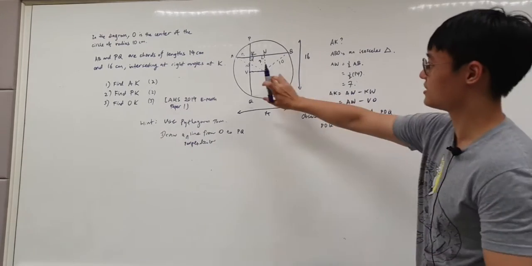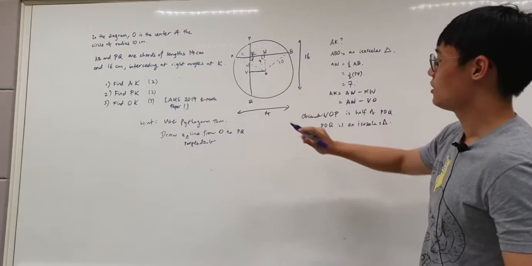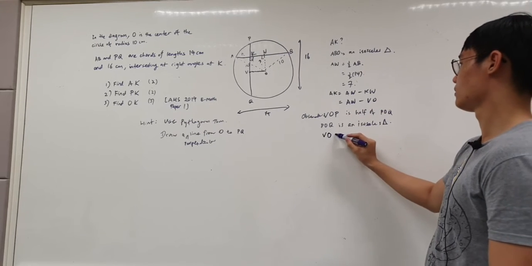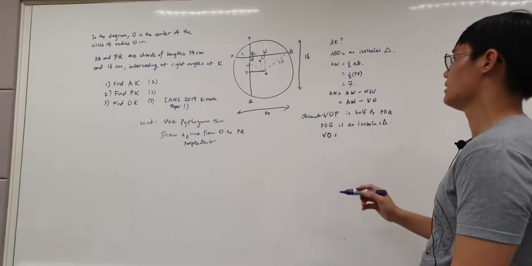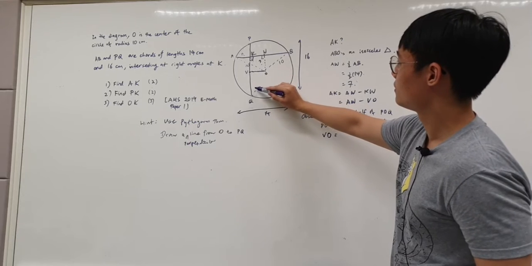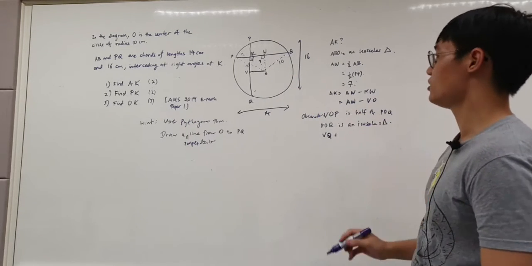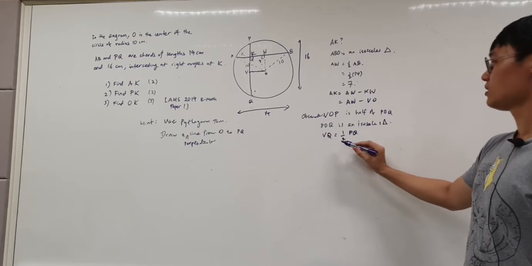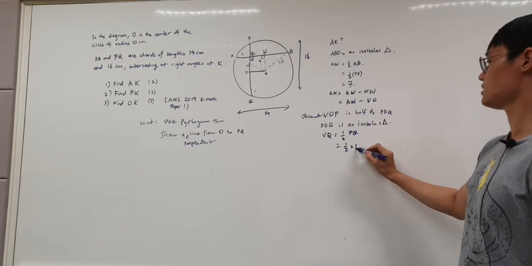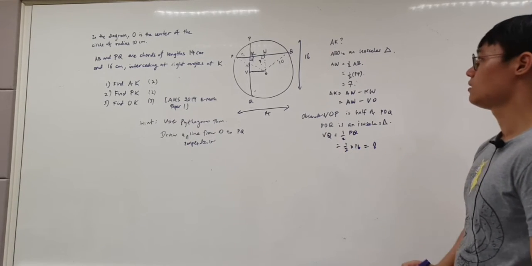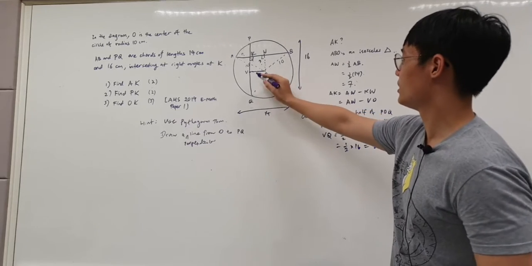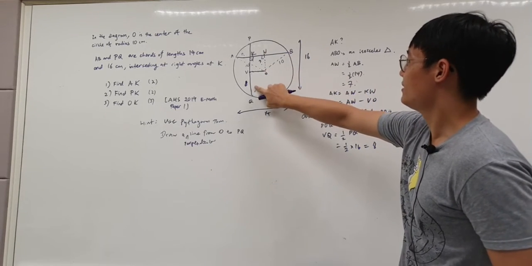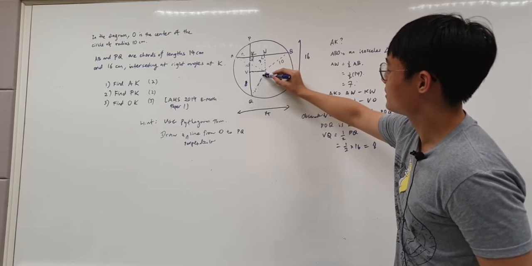Okay, same reason, because this is 10. So when we get VQ, it is just half of PQ. So it goes to half times 16, which is 8. And lo and behold, we got 8 over here, and we also know that this is 10.